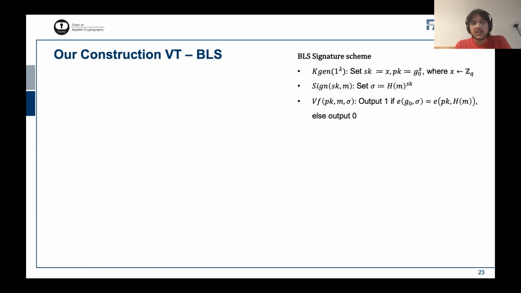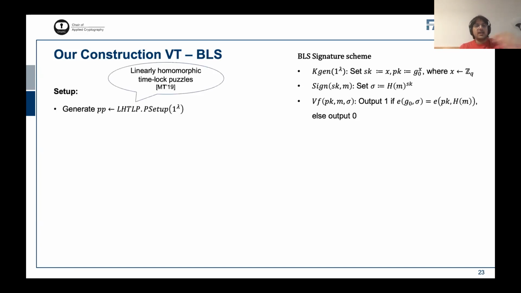Okay. So I'm going to keep the signature scheme there. If you are not familiar, you can have a look. So how does our work? As I said, we have a one-time setup algorithm. The setup algorithm runs the linearly homomorphic time lock puzzles from MT19 to generate the public parameters.